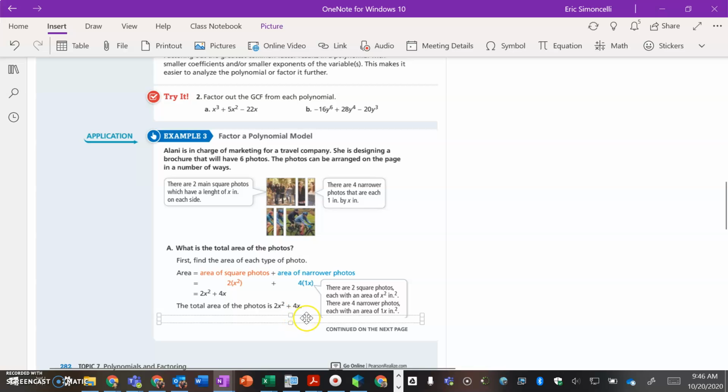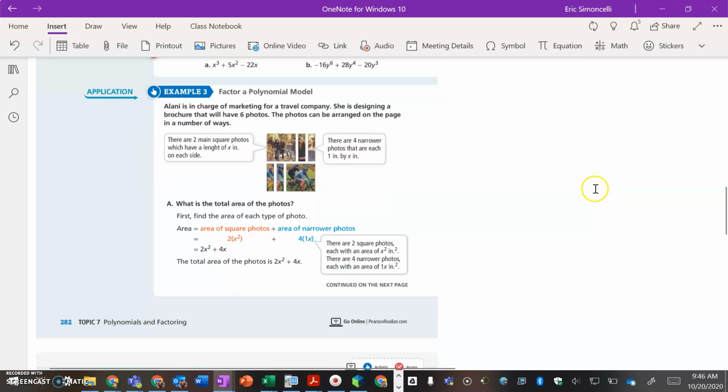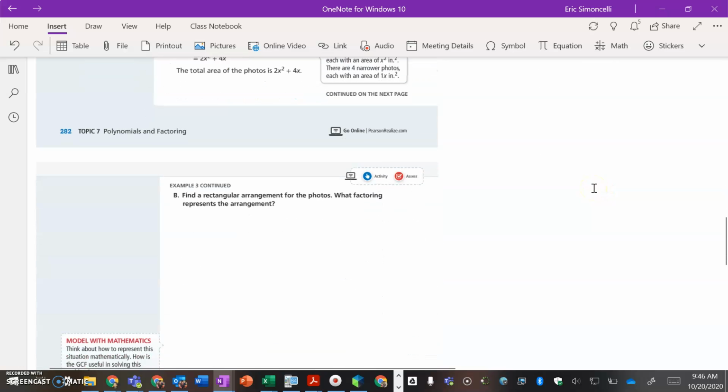So if you take a look, we can see here that you combine the two by adding, such that we've got 2x squared plus 4 times 1x, or 4x, and therefore your total area of the photos is 2x squared plus 4x. Let's continue to part B.